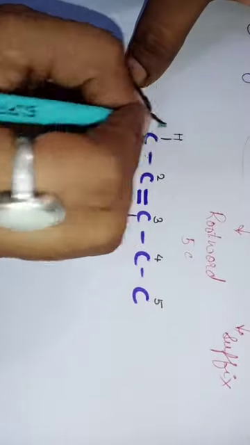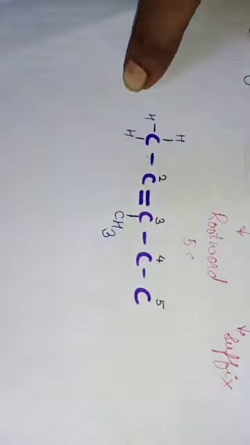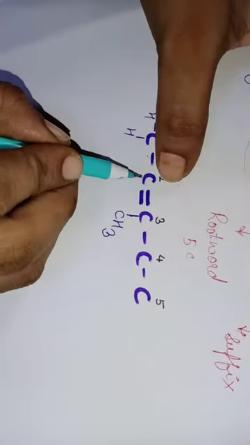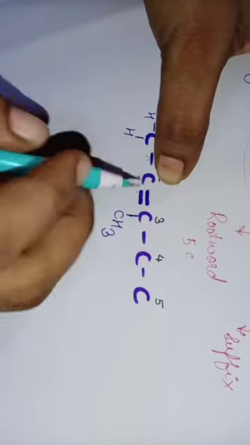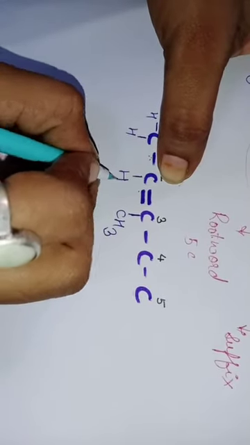So what I will do? Hydrogen, hydrogen and hydrogen. Rest one will be with hydrogen. Now this second carbon has how many bonds? 1, 2, 3. How many is less? 1. So 1 I will draw with hydrogen.